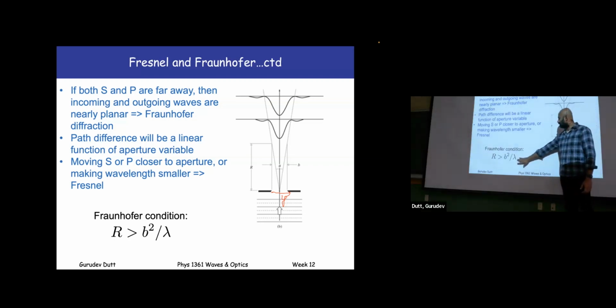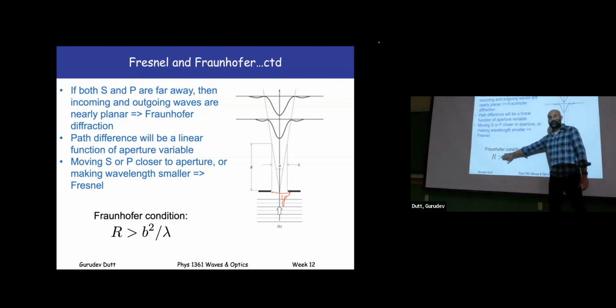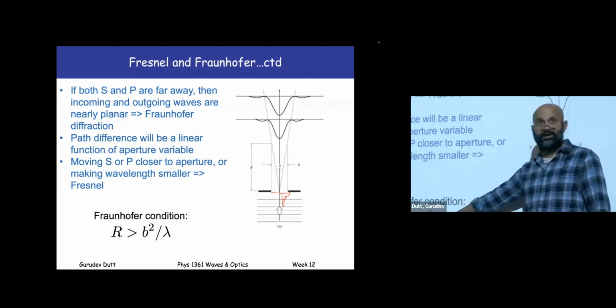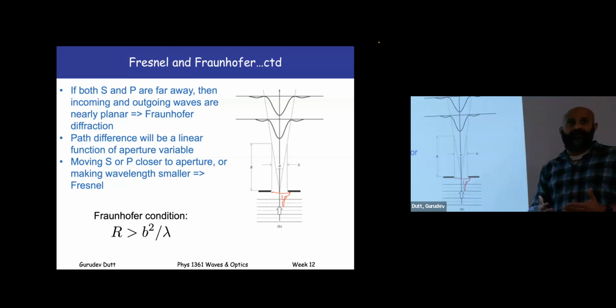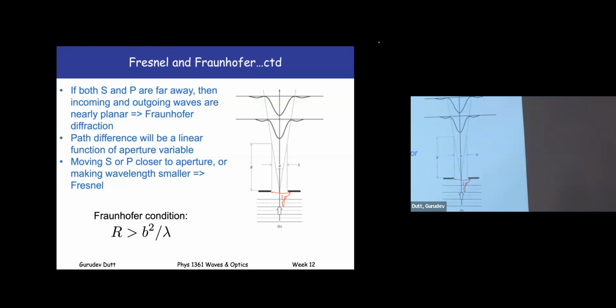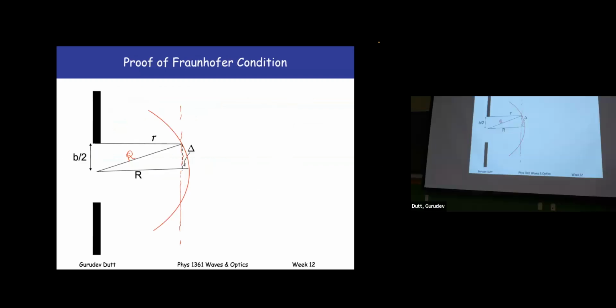The Fraunhofer condition is this, that R, that distance where I'm observing things, must be greater than b squared, b being the dimension of the slit or aperture, squared divided by lambda, the wavelength. Okay. And why is that? Why is that condition there? This is not in your textbook, but I just wanted to explain it to you.